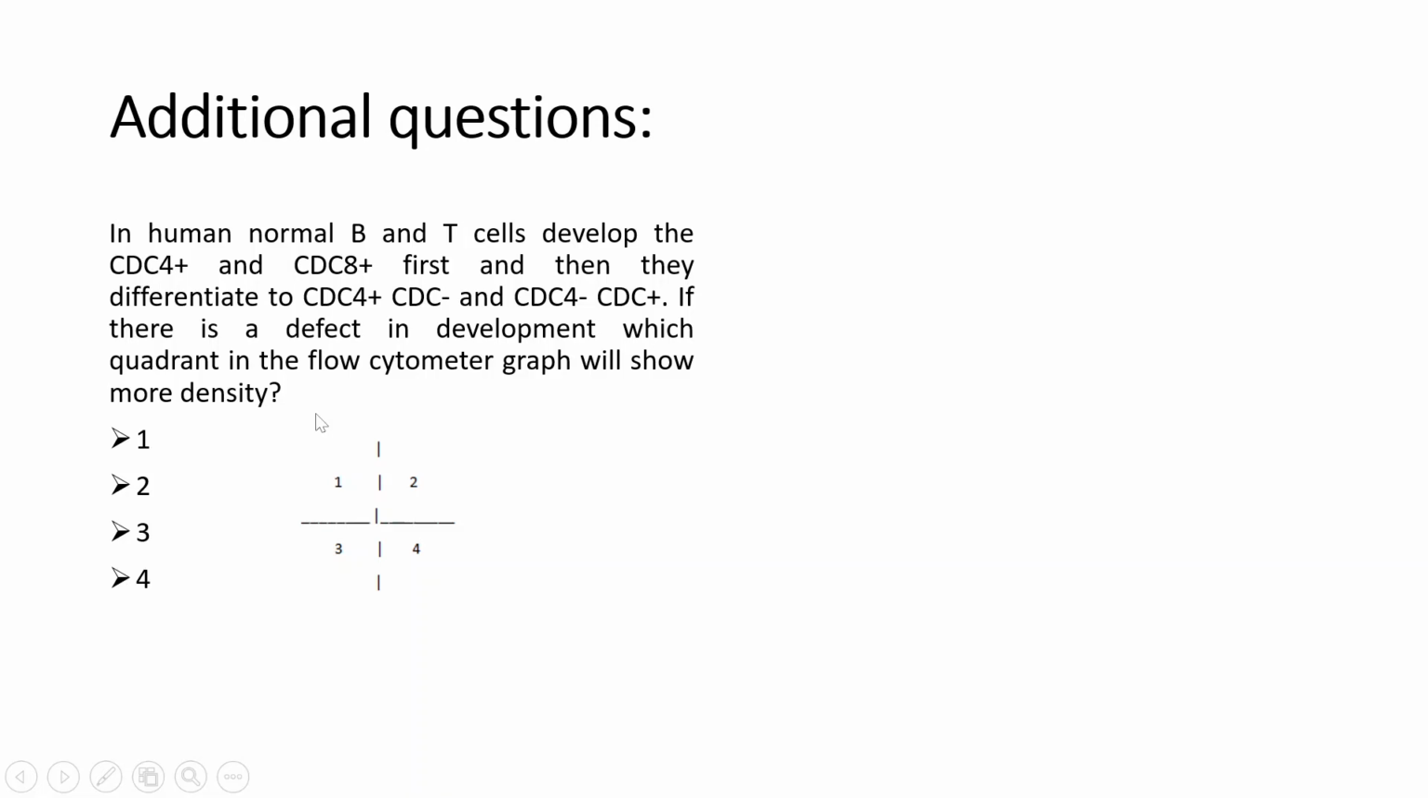So if there is a defect in development, which quadrant in the flow cytometer graph will show more density? Let's see if you can answer this question. You have four options: 1, 2, 3, and 4. You can write the answers in the chat box, and then we will discuss what should be the right answer. This is a bit of an application-based question based on the FACS technique. Let's see if we can answer this question.